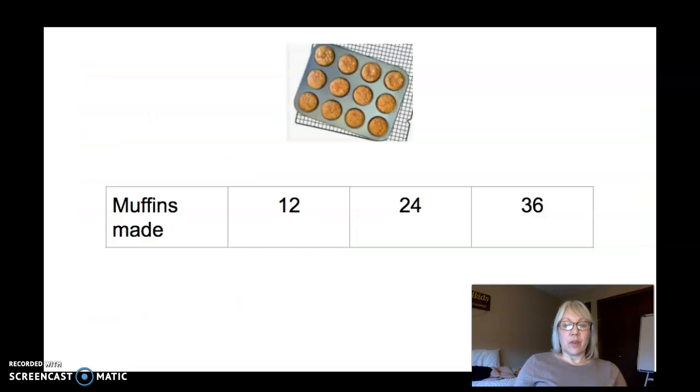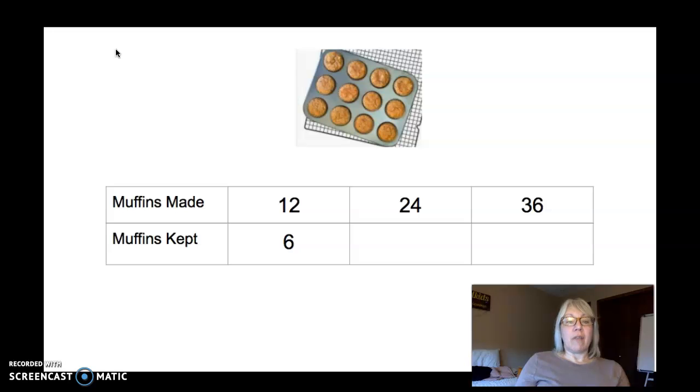So we start out with our table, which has muffins made. So here's a pan with 12 muffins in it. So when we made 12 muffins, a second pan would be 24 muffins. A third pan would be 36. And what we want to do is look at how many we are going to be keeping, and then we'll look at the rule.